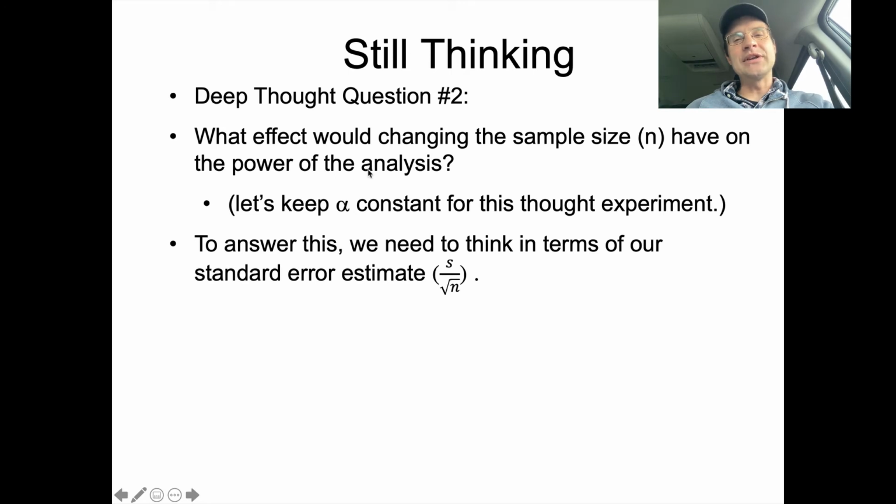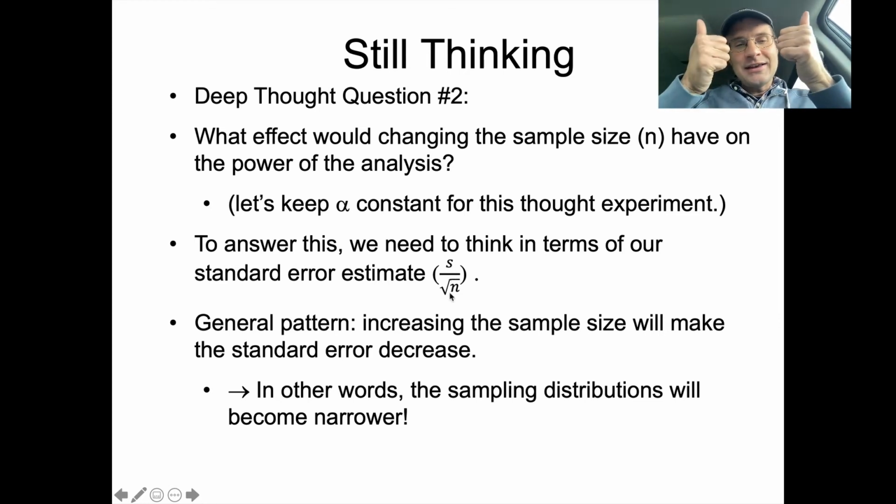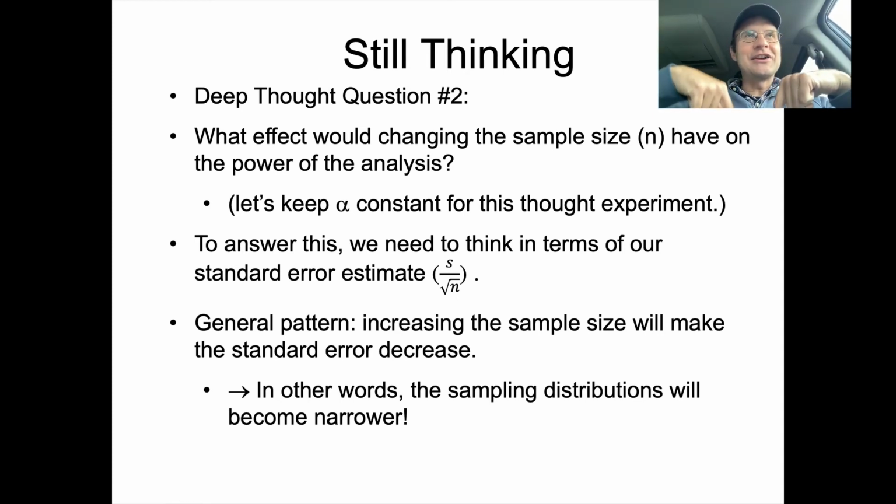But to answer this question, what you'd have to do is to think in terms of your standard error estimate, which we define as the standard deviation of the sample divided by the square root of n. So that's where n comes into play here. And hopefully, if you just think through this mathematically, if we're going to increase n, the bottom part of this fraction is going to become bigger, even though we're taking the square root of it. So the whole thing would decrease, right? So the bigger n is, the smaller our standard error becomes.